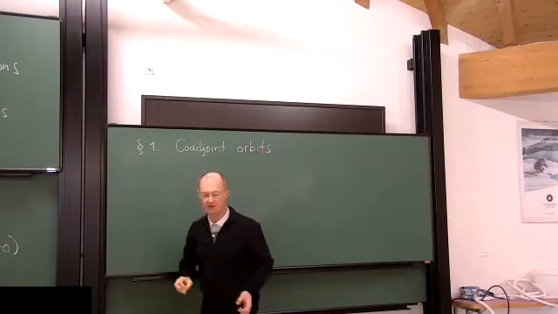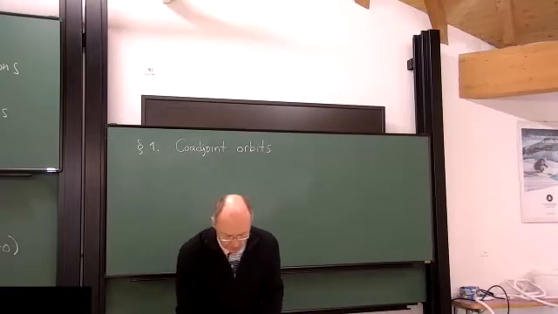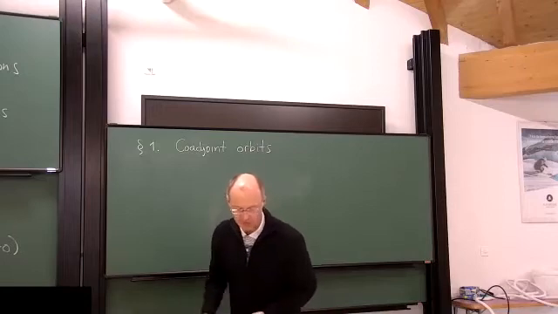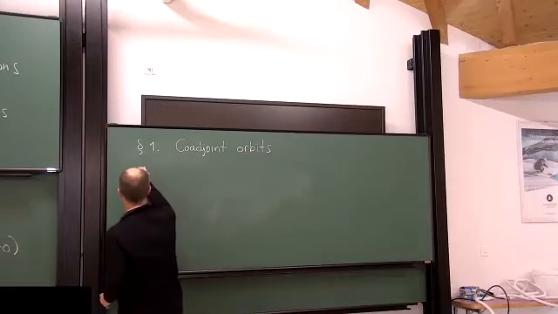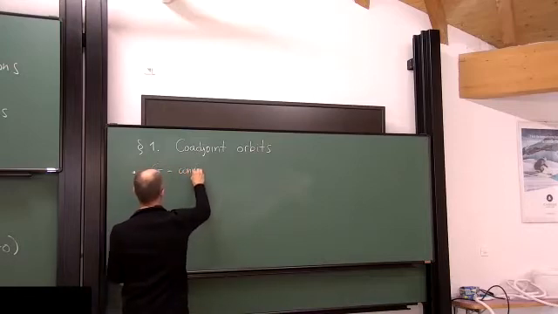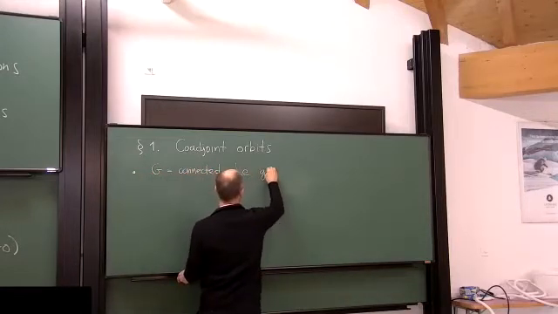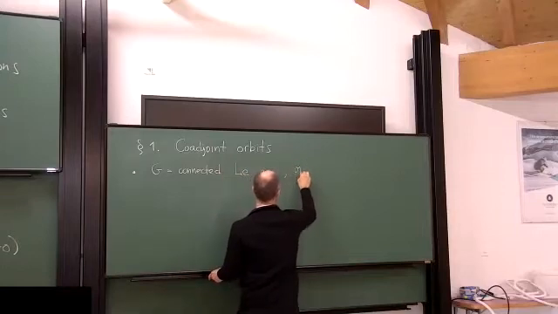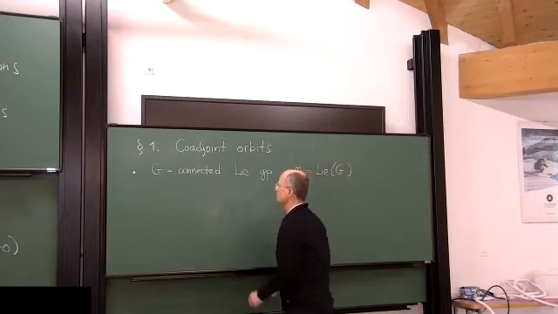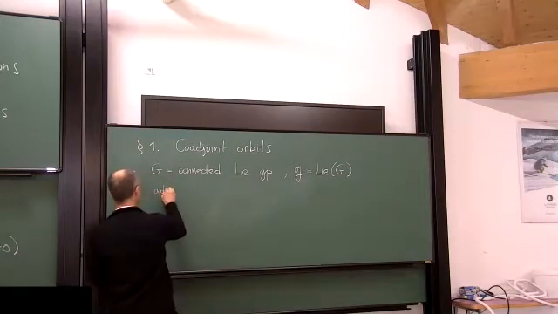Coadjoint orbits. I guess probably many of you know very well what coadjoint orbits are, but let me still start from the beginning and give you a setup. So let's say G is a connected Lie group, and this curly G is a Lie algebra.